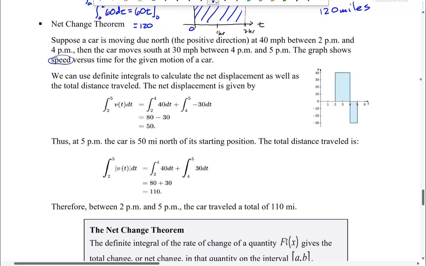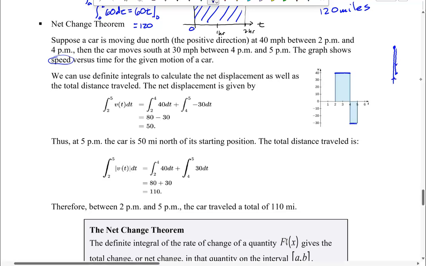So we've got our velocity function, which is here between the hours of 2 p.m. and 4 p.m. And then our velocity function jumps down here between 4 p.m. and 5 p.m. Now, if you think about what happened, the car drove north for 2 hours and then stopped and then went back south for an hour, right? So first it went up this way, then it came back down that way.